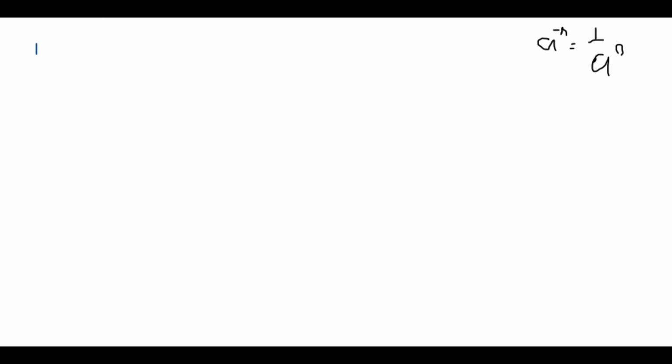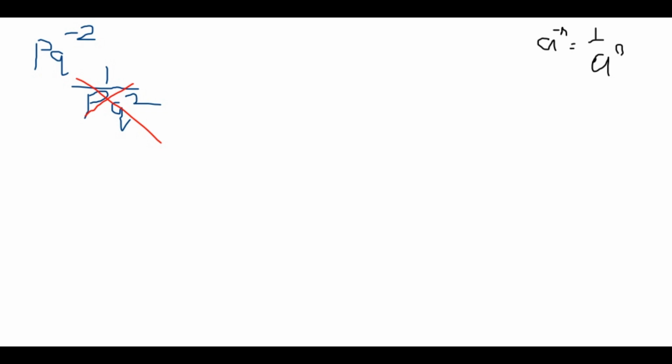Now try to solve this example. If we have pq raised to the power of negative 2, try to simplify this expression. Now is it going to be p over q, or rather 1 over pq squared? Well, if this was your answer, this answer is wrong.